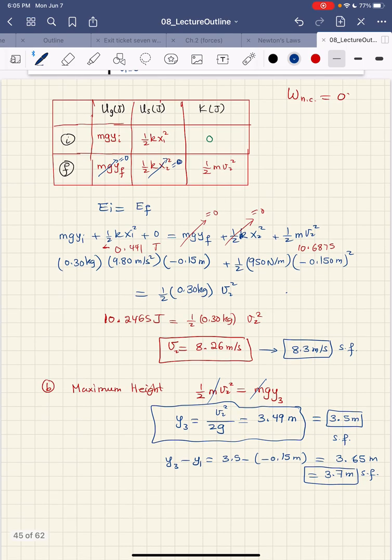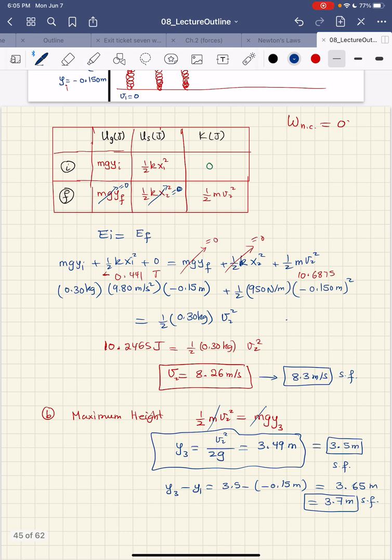Now, after that is a free fall problem. When it reaches the maximum height, you're going to say that all the kinetic energy is converted into gravitational potential energy, and you will be able to find that Y3 is going to be 3.5 meters.